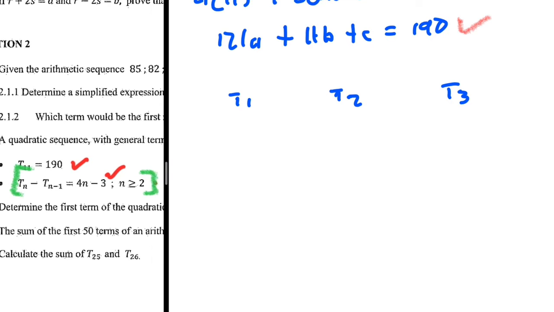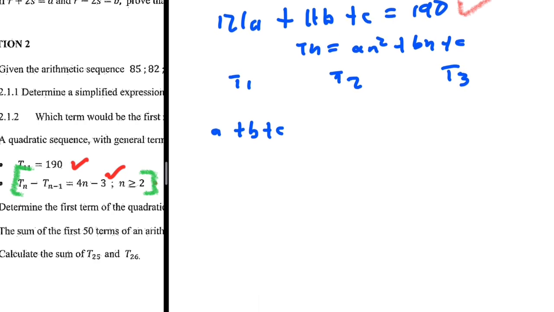T1, we've already established that T1 is a plus b plus c. But what about T2? Let's not forget that Tn is equal to an squared plus bn plus c. T2 will be equal to 4a, right, n squared, 4a plus 2b plus c, okay? And then T3 will be 9a plus 3b plus c. There we go. That is T1, T2, and T3 of a quadratic sequence in general.